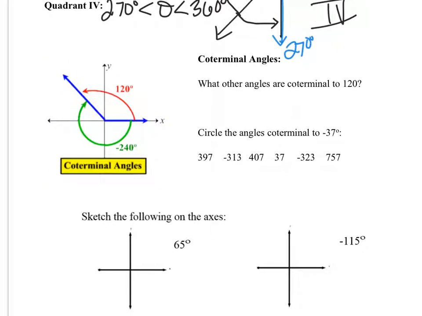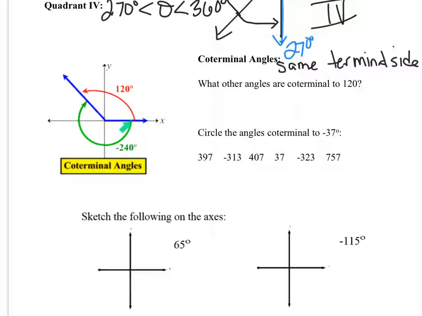So coterminal angles are angles that have the same terminal side. So we have an angle of 120 degrees here. From here to here, that's 120 degrees, and that's in the positive direction. If I went in the negative direction, this angle also has an angle of negative 240 degrees that also ends at this spot.